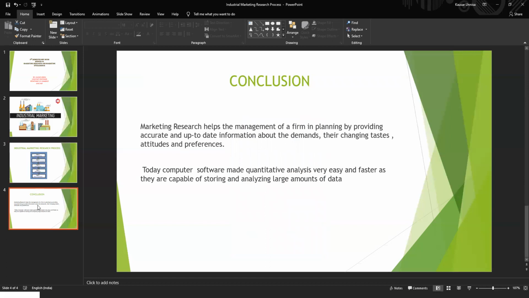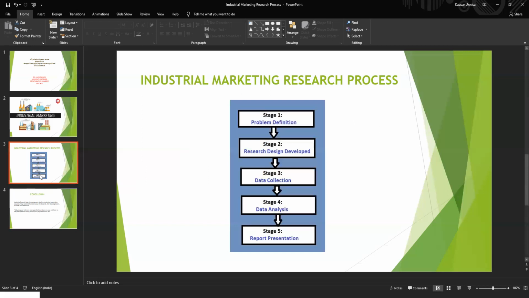So these are the 5 stages which we have come across in the industrial marketing research process. The first one is defining the problem. The second is that we have to design the research, under which design the problem has to be studied clearly. Then how the data has to be collected. After collection of the data, how it has to be analyzed, either through percentages or averages, right? At last, we have to go for presenting the report.